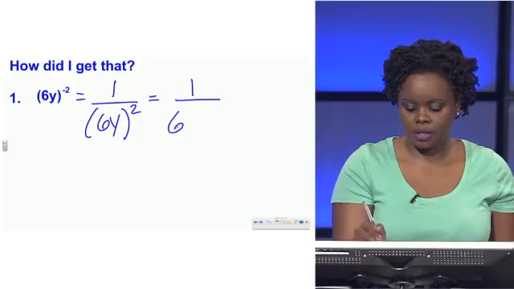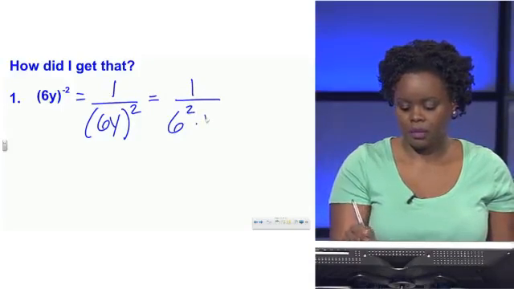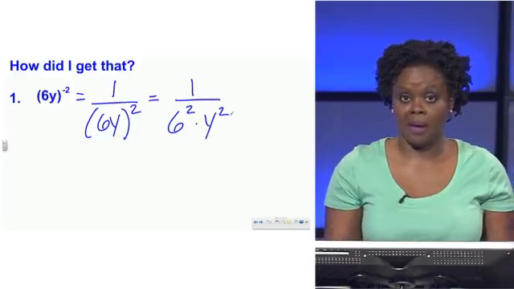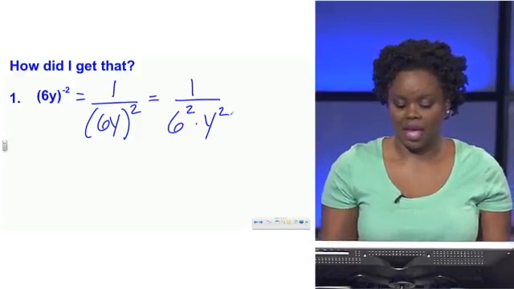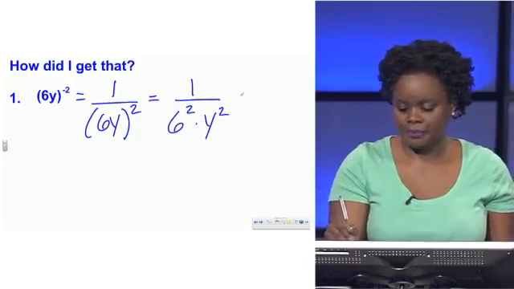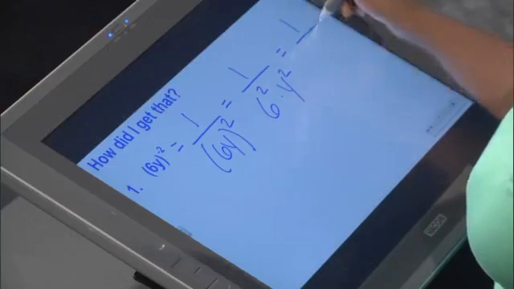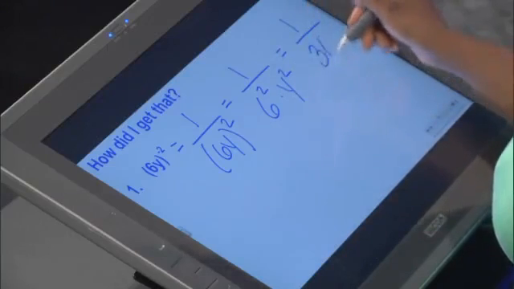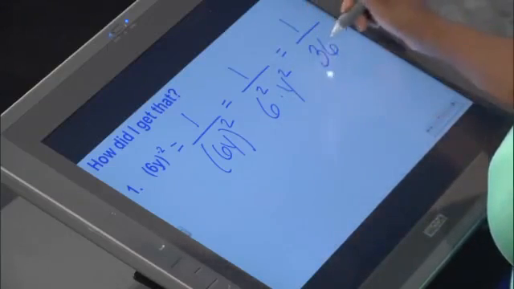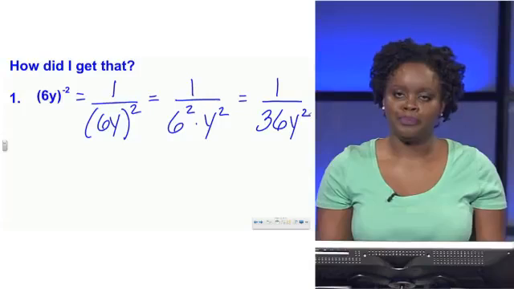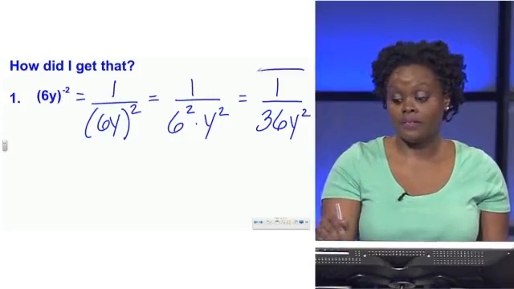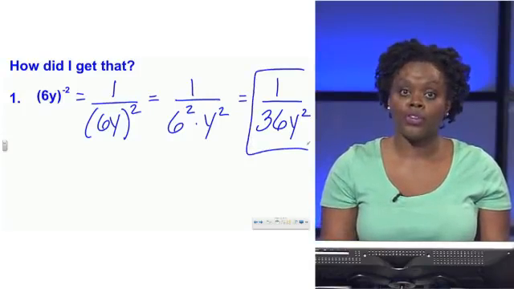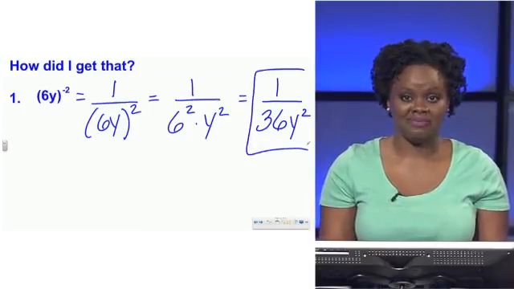So I have 6 to the second power times y to the second power, right? And then just simplify this a little further. The 1 is good to go up top. 6 squared, I know that's 36. And that y to the second power took care of itself. It's already simple. So that's how I got that first answer, 1 over 36y squared. Okay? Need to see the second one.